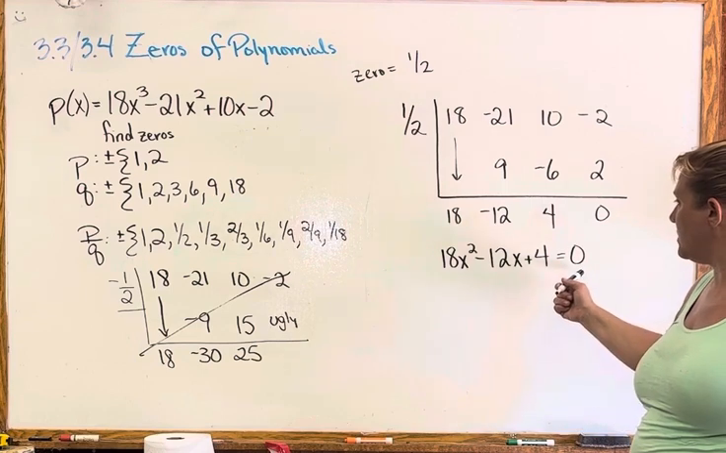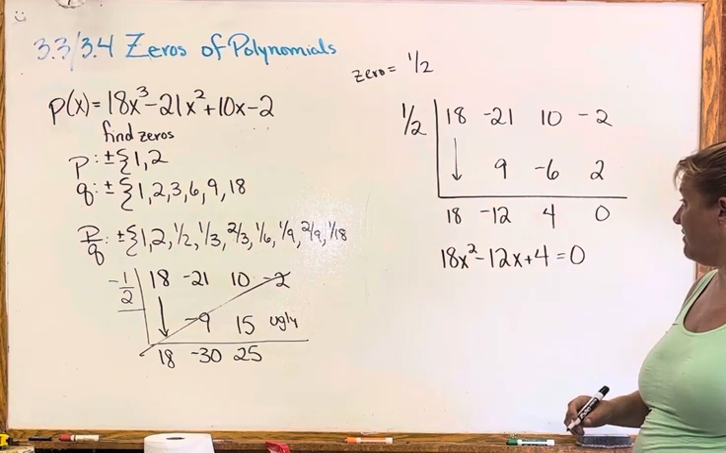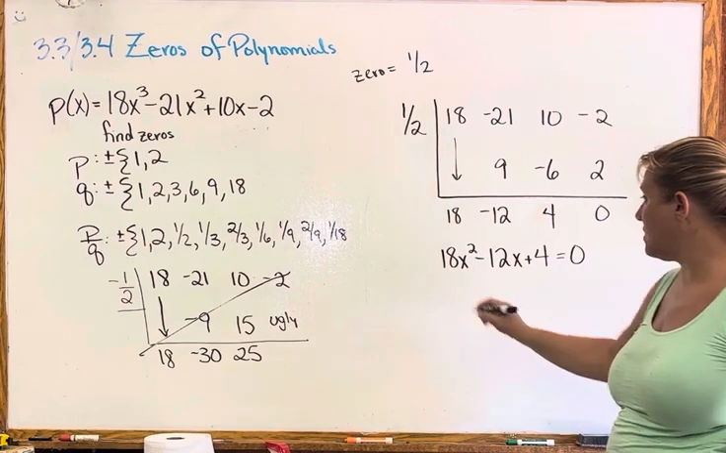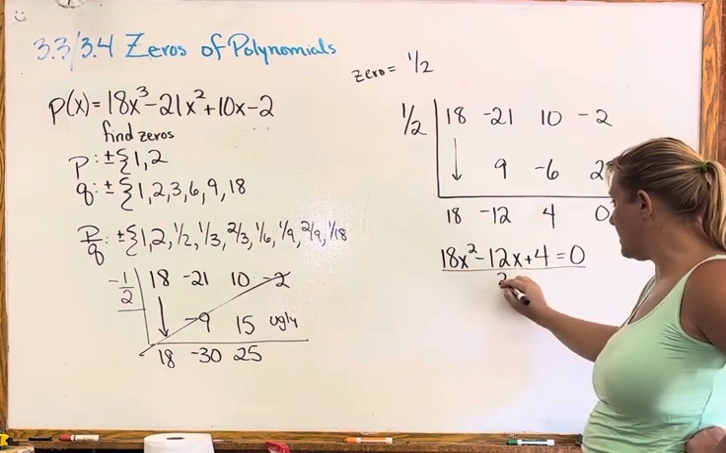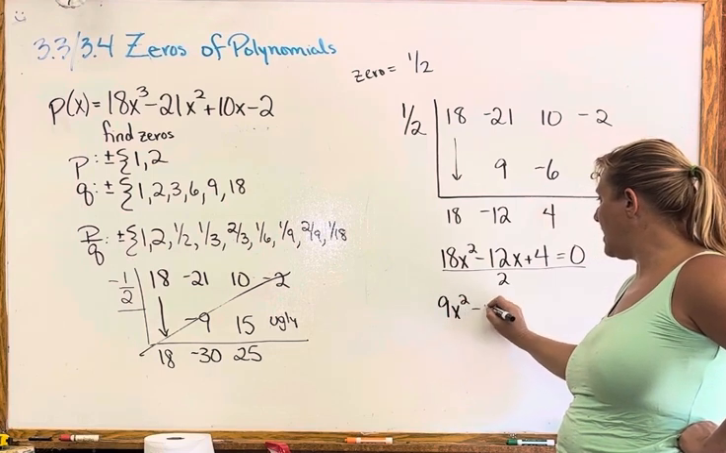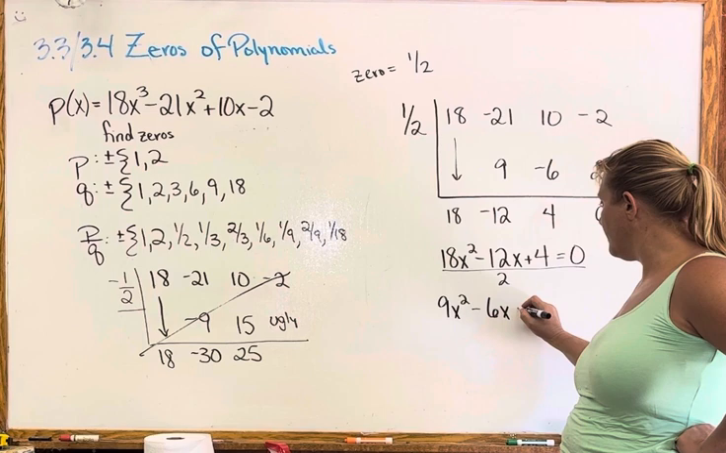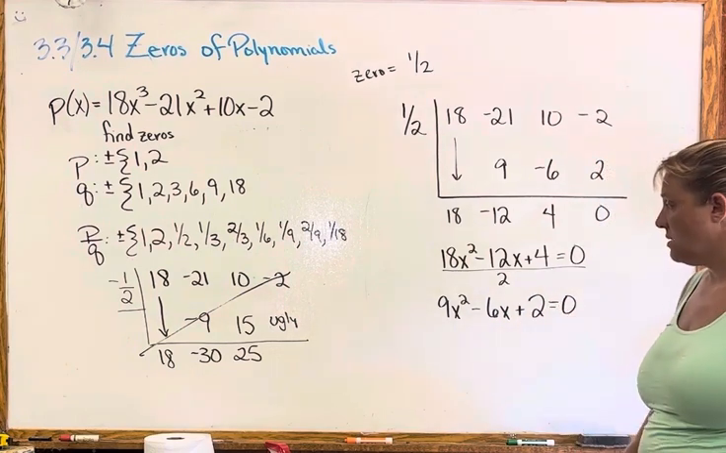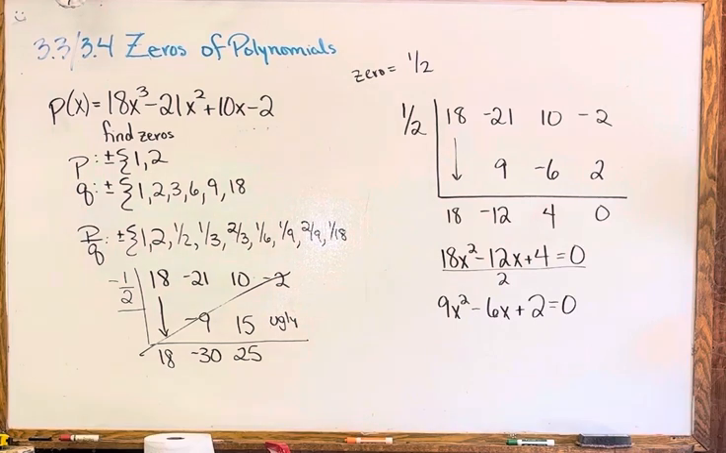Now, if it's set equal to 0, the first thing I'm going to do is divide everybody by 2. I wish I could divide by 4, but that doesn't work. So everybody's going to get divided by 2 just to make it smaller. So that's 9x squared minus 6x plus 2. And I hate to say it, but that looks like a disaster. I don't know. 9 and 1, 3 and 3.